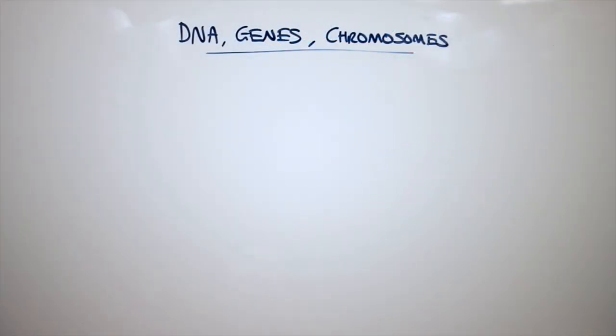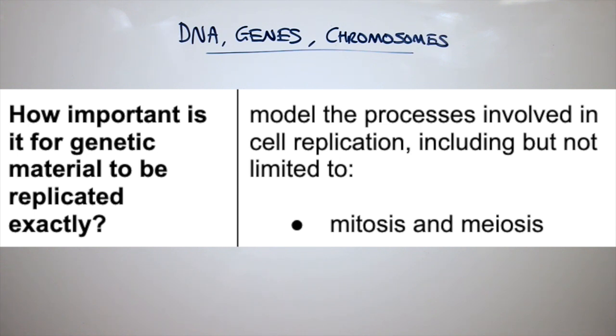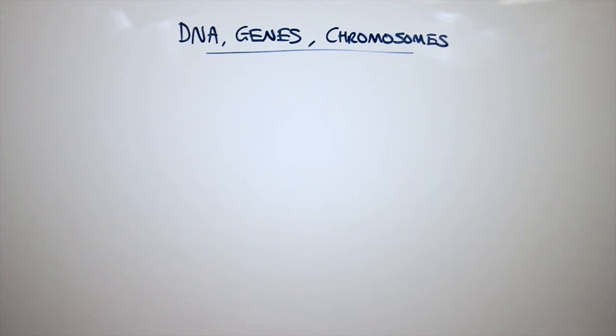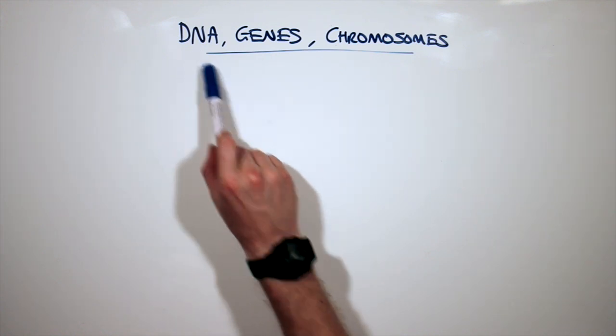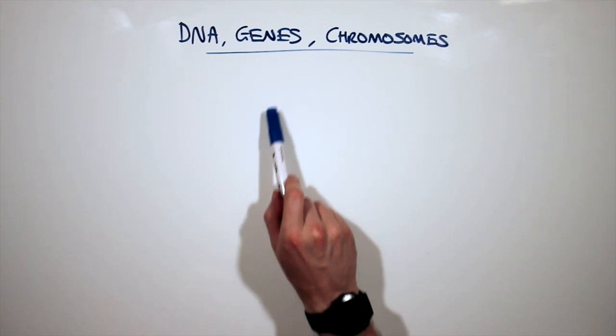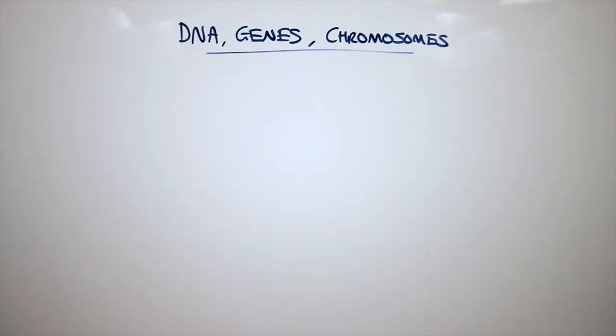Hi team, we're now going to look at the inquiry question, how important is it for genetic material to be replicated exactly? And we'll be focusing on the dot point model of processes involved in cell replication, including but not limited to mitosis and meiosis. Now, before we can get on to mitosis, I think it's really important that we understand the difference between DNA and chromosomes in particular, and while we're at it, we'll talk about genes as well.